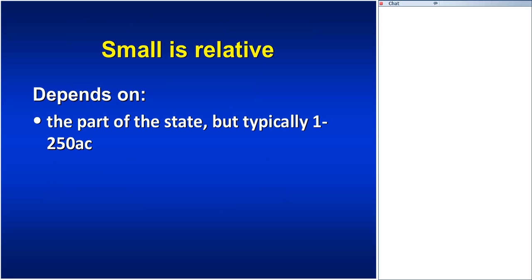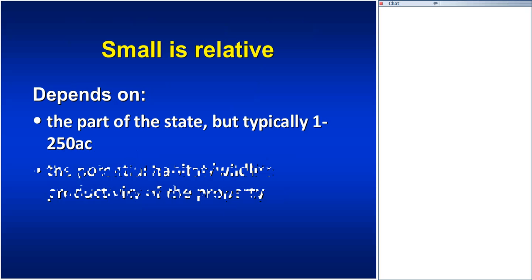It also depends on the type of habitat that you have, or the potential that you have. Back to my example in West Texas, 250 acres is pretty tough; you're not going to have a lot of wildlife on it. The productivity in West Texas is going to limit the wildlife that you can have. But in East Texas, even a very small amount of acreage can provide some excellent wildlife habitat.